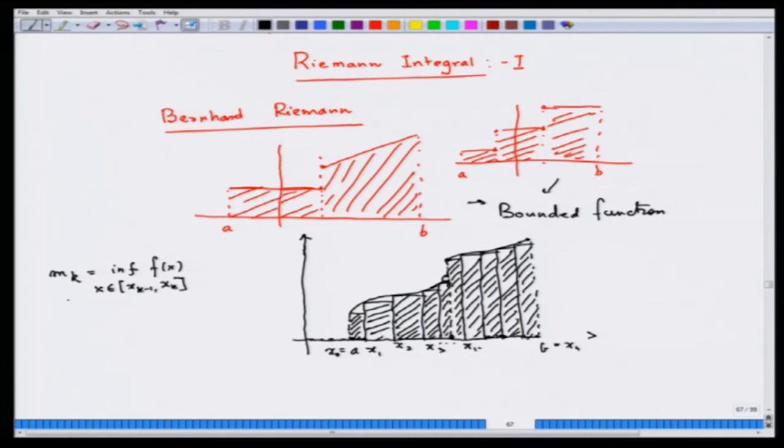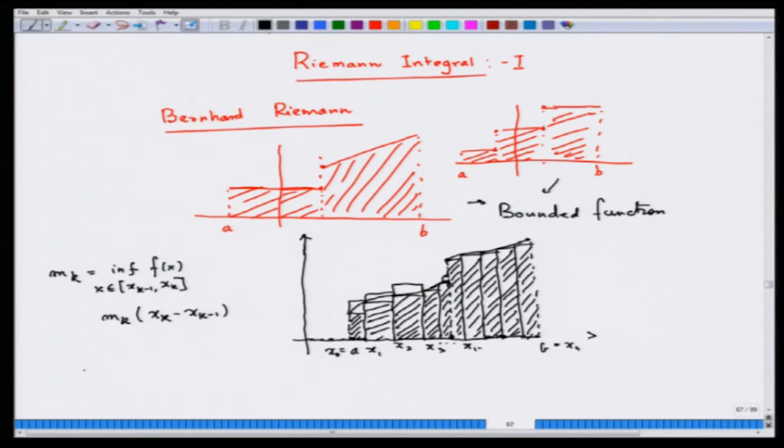You can take it otherwise also, shift it, you can take between x_{k+1} and x_k, that also you can take as x_k, mk, and then the writing would be slightly simpler if you do this, that is not a very big issue. Similarly, if you look at the supremum, you can actually construct rectangles with the supremums.